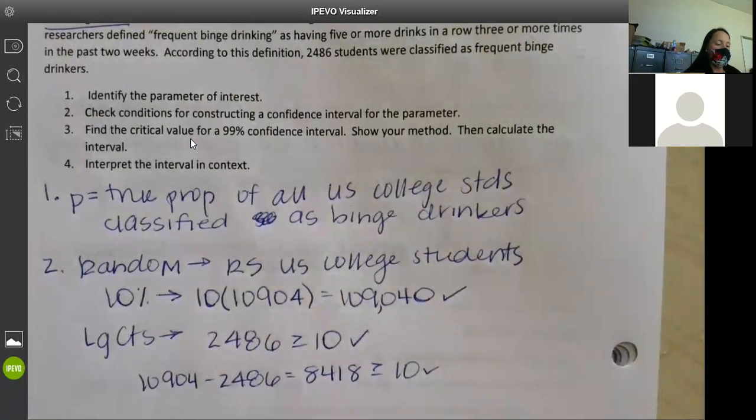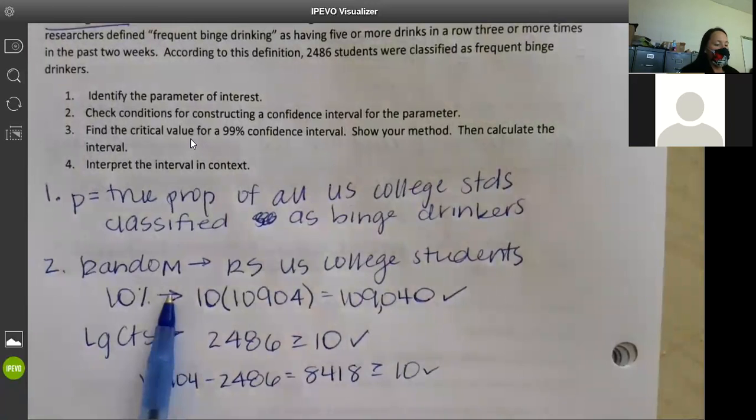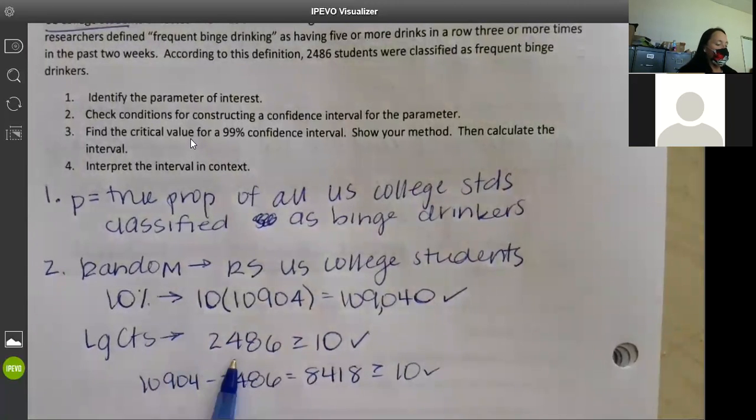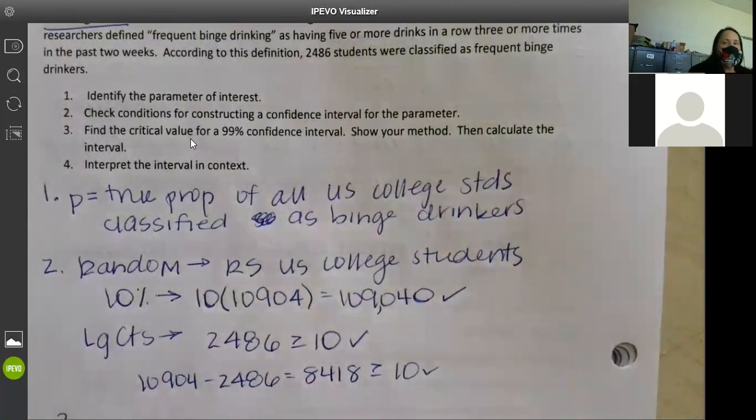So what does that tell us we can do? What's the 10% tell us we can do? We can do the standard deviation. What's large counts tell us we can do? Assume normality. Got it? All right. We learned something today.